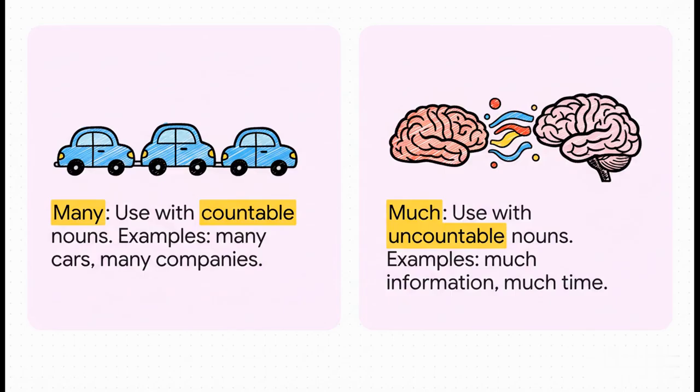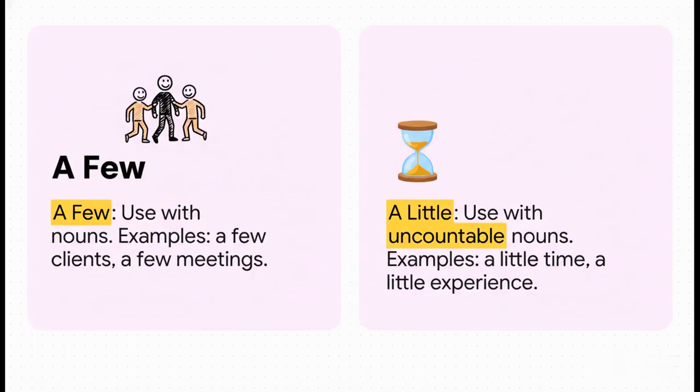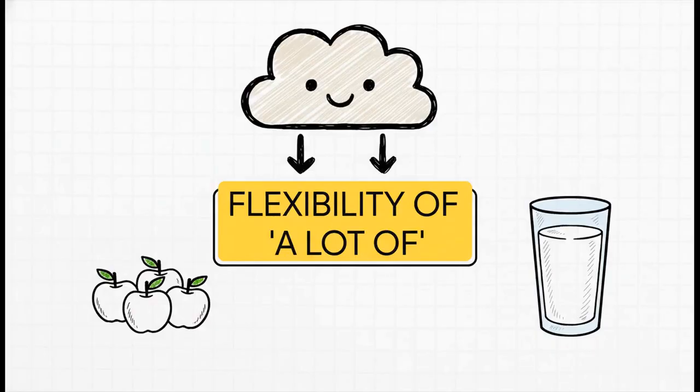So you use much. And what's really cool is that the exact same logic applies to our next pair, a few and a little. A few is for a small number of things you can count, like a few clients, a few meetings. And a little is for a small amount of something you can't count, like a little time or a little experience. You see that pattern? It's the same rule. And hey, here's a fantastic little tip for you. If you're ever in doubt when you're talking about a large quantity, a lot of is your best friend. Seriously, it's the super flexible option that works with both countable nouns like a lot of students and uncountable nouns like a lot of work.